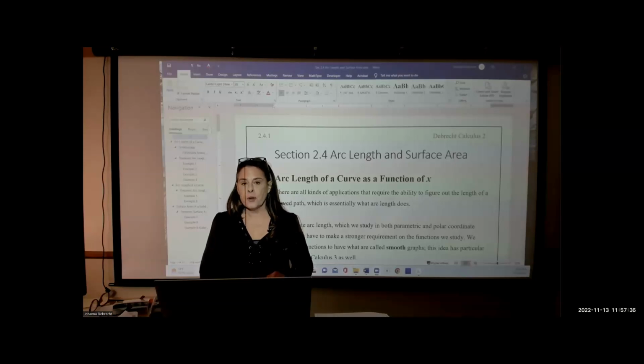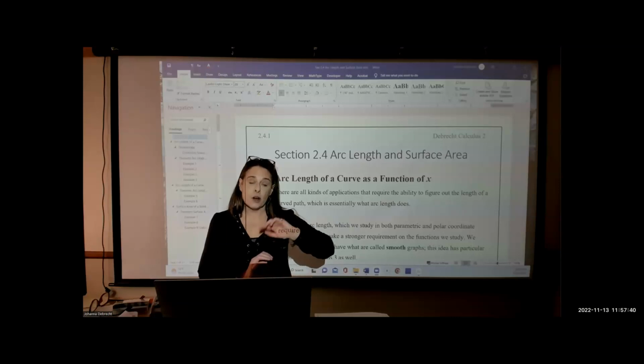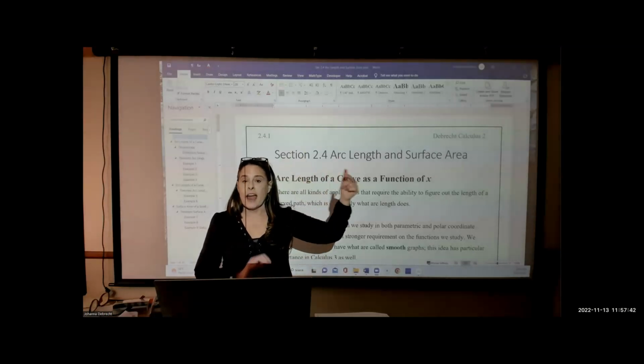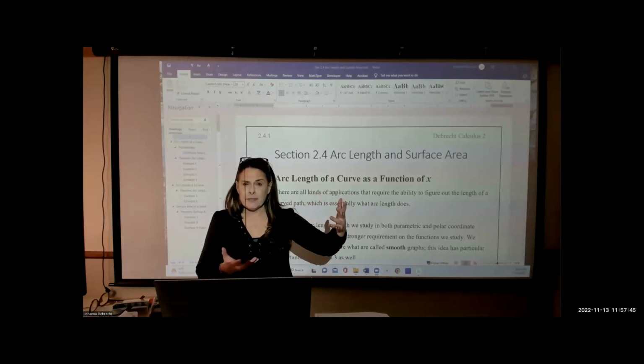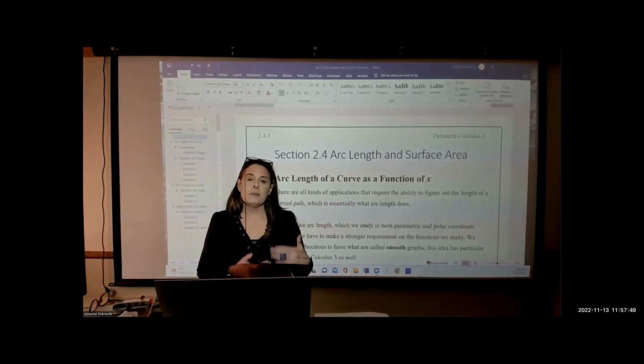In section 2.4, we're looking at two applications of integration. Arc length of a curve, as in a plane curve, how long is it? And that's difficult to find if it's curved, of course. And the second application is going to be surface area of a volume of revolution.